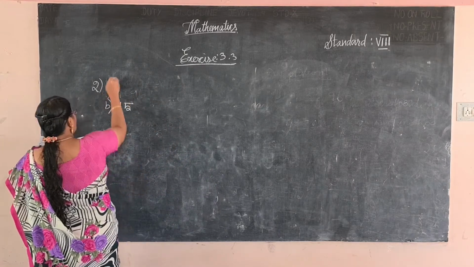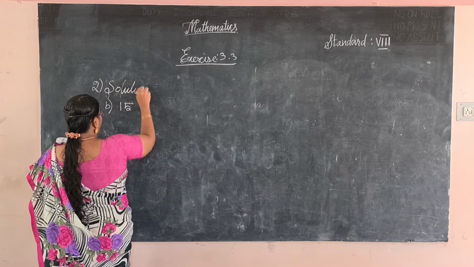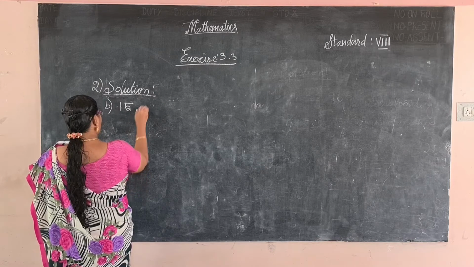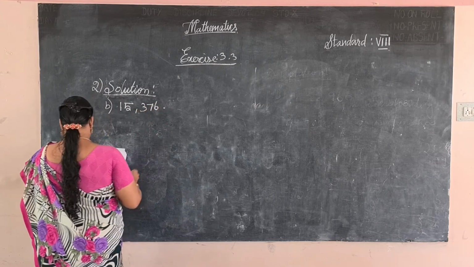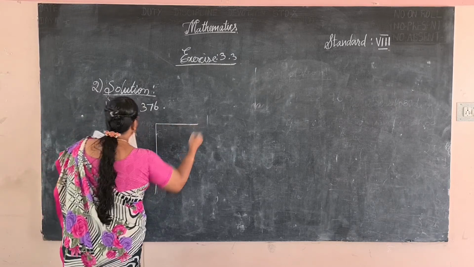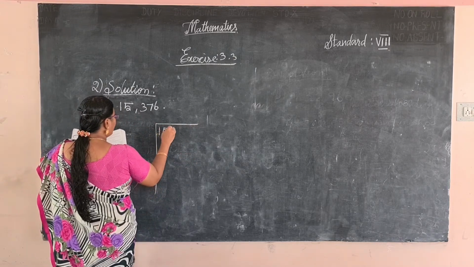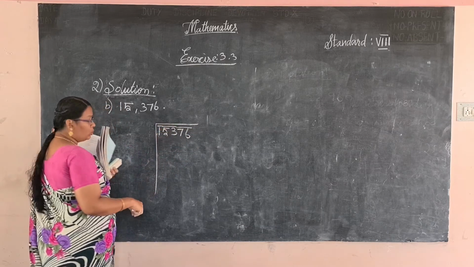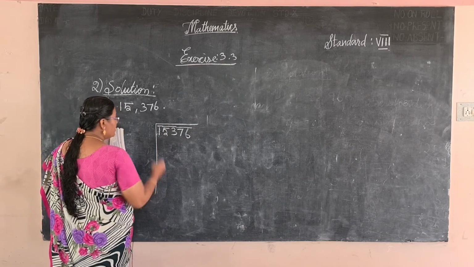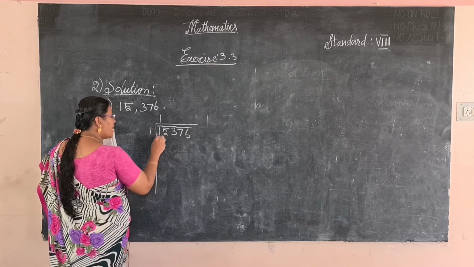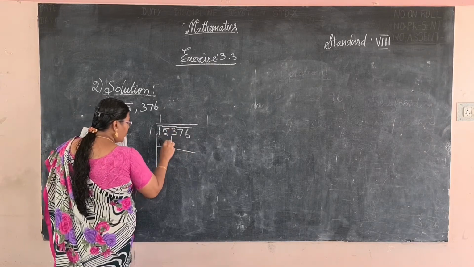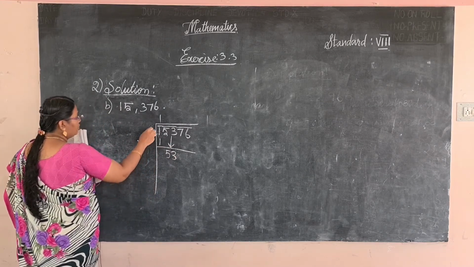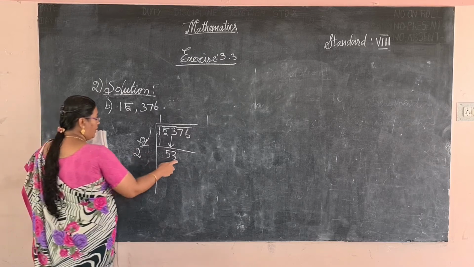Solution. 15,376. Draw the division. From the right side, we divide into pairs of digits. So how many squares? 1 ones are 1, subtract, 0. Now bring down the next pair, 53. Now we multiply the divisor by 2. So 2, how many times is possible?